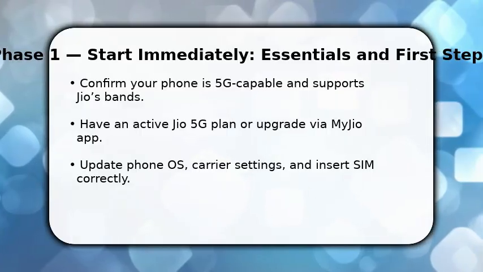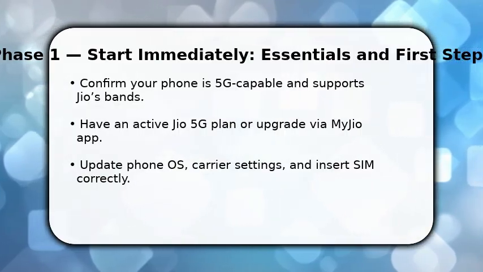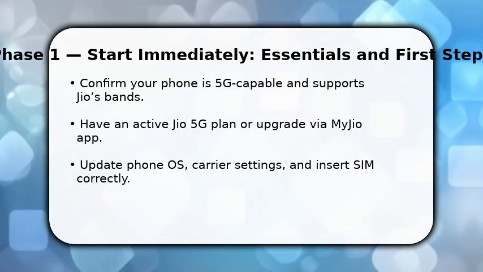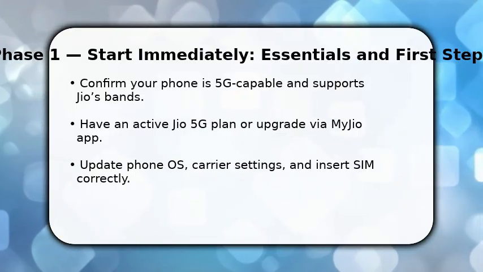You begin by confirming hardware and plan. That gets you past the common blocker. Insert the SIM, then open My Geo to check or upgrade your 5G plan. This activates provisioning on Geo's side.